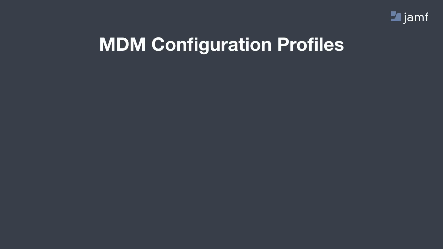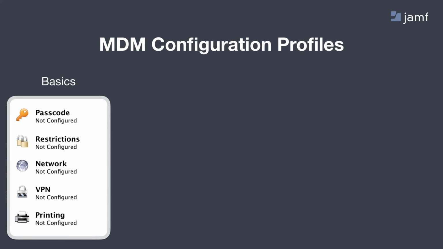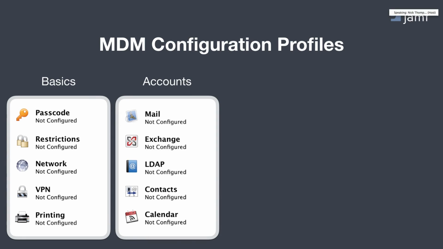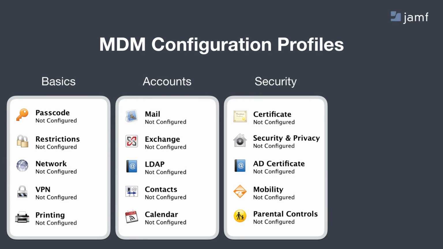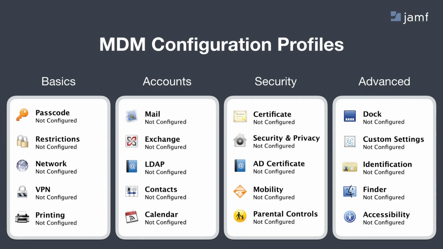So what can you do with these profiles? Well, here are some examples of payloads that you can build into these profiles, and I've grouped them in logical orders here. So here are some of the basics like passcode settings, various restrictions that you want to put on a device, defining what networks the device can join, pre-configuring VPN for them, pre-setting up your accounts, mail account, Exchange account, calendar accounts, applying various security settings, and some more advanced things too.